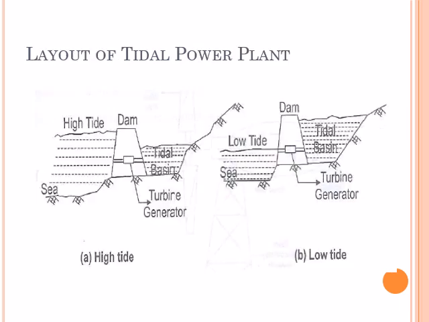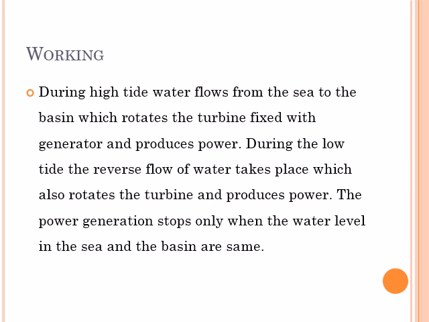This is the layout of the tidal power plant. One is the high tide and the other one is the low tide. In the high tide region, a dam is constructed in between, and the other side will be the tidal basin. Similarly, on the low tide side, one side will be the sea level, which is the low tide region, and the dam will be constructed, which consists of the turbine and the generator, and the other side will be the tidal basin. Next is the working.